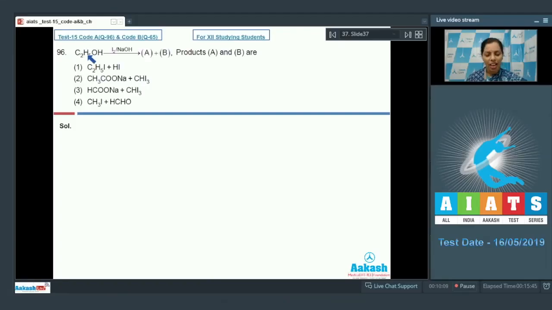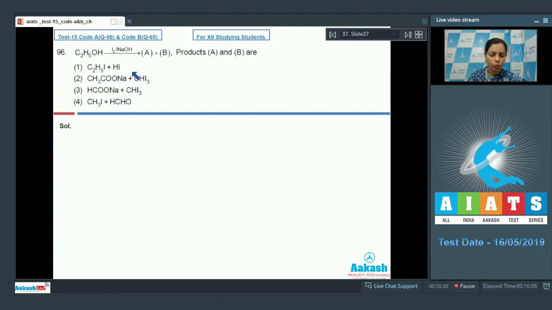Question number 96. We have the substrate ethanol, C2H5OH, treated with the reagent I2/NaOH. We know that this is the reagent used in the iodoform reaction when an aldehyde is taken, but here you have taken ethanol. They are giving you A and B as the products and you need to identify A and B.